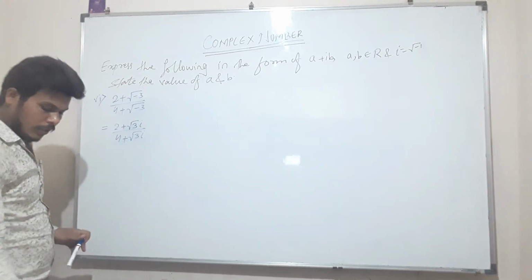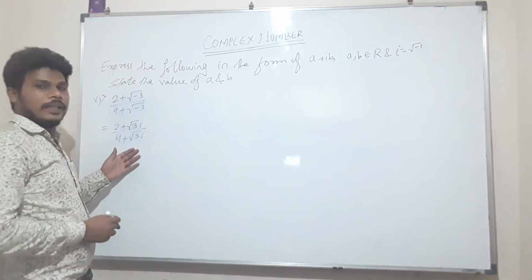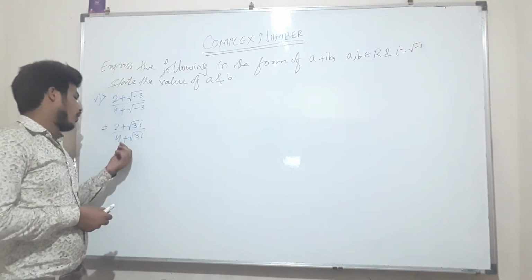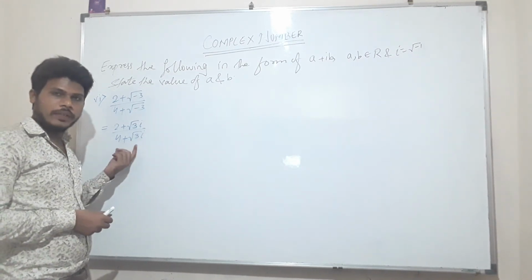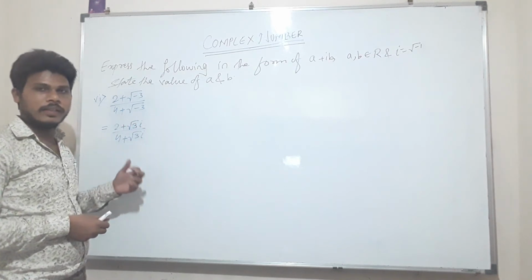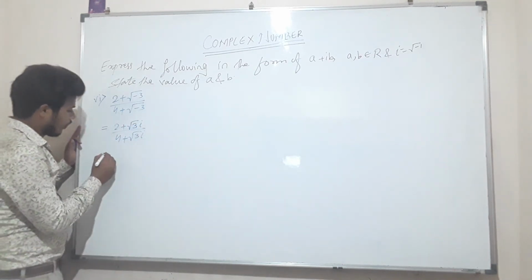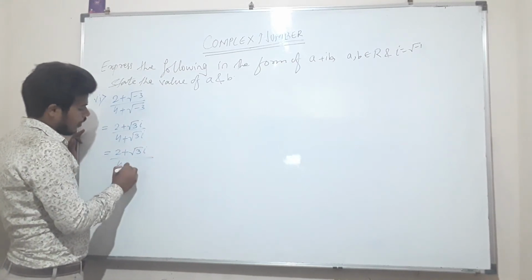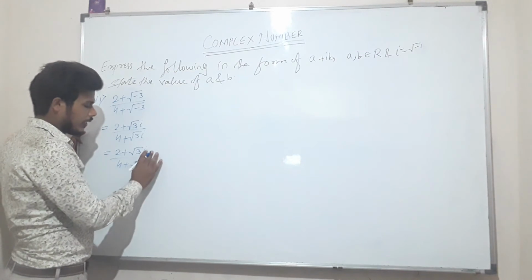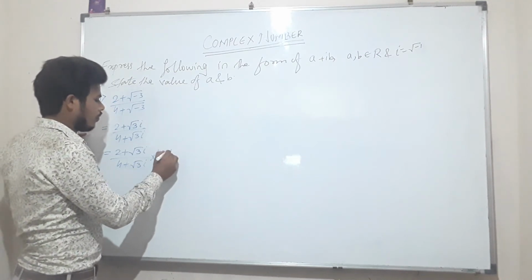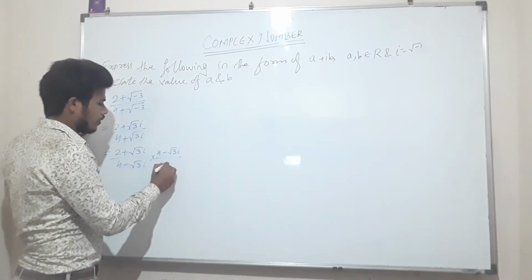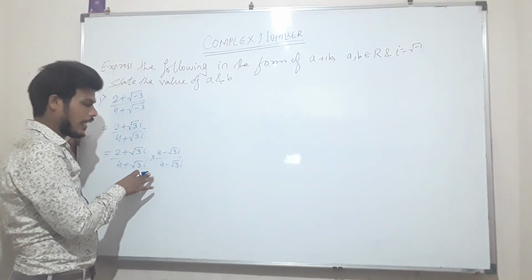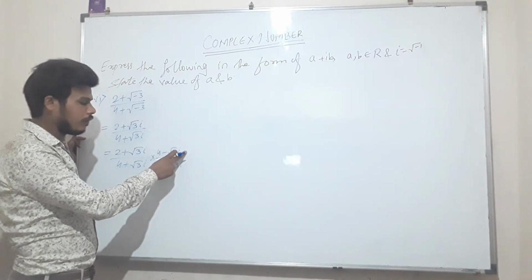Okay. Now this is simply division of complex numbers, and in division of complex numbers we take the conjugate of the denominator and multiply and divide by that conjugate. So it will be 2 plus square root of 3i upon 4 plus square root of 3i into 4 minus square root of 3i upon 4 minus square root of 3i, because the conjugate of 4 plus square root of 3i is 4 minus square root of 3i.